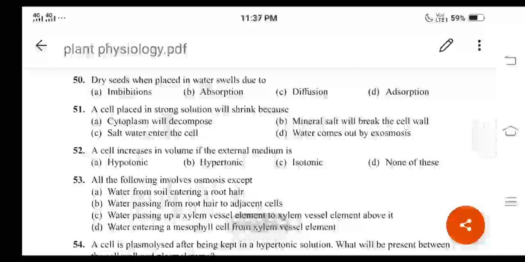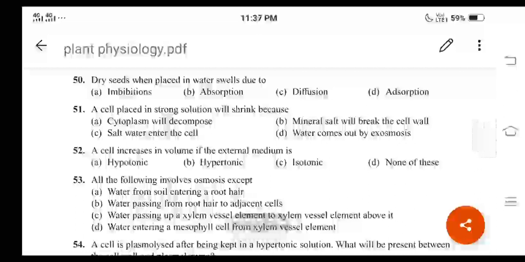Then question number 53. All the following involve osmosis except, right? Okay, and the different options are like this. One is water from soil entering a root hair. Then second one is water passing from root hair to adjacent cells. Okay, both these statements are correct only. A and B are correct.